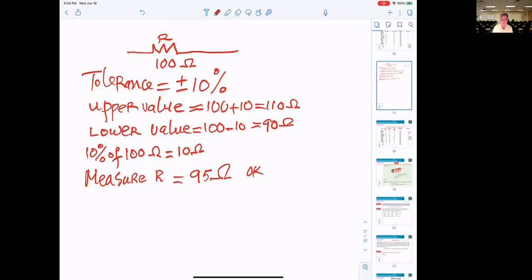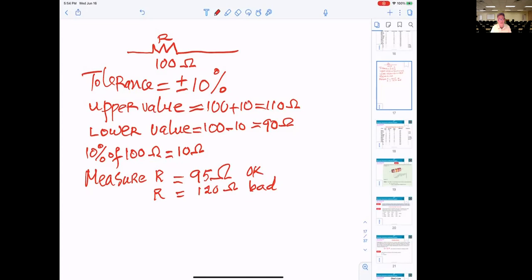Okay, so if you measure R equal 120 ohm, not okay. That means bad, right? So now you understand what they're talking about, tolerance. The thing is, when you measure, you cannot know where you can get 100 ohm. It has to be higher or lower.